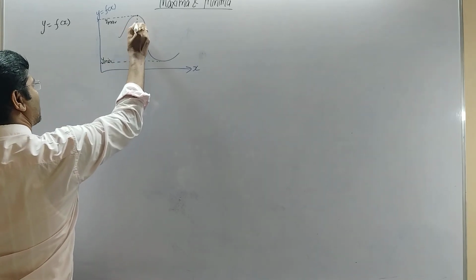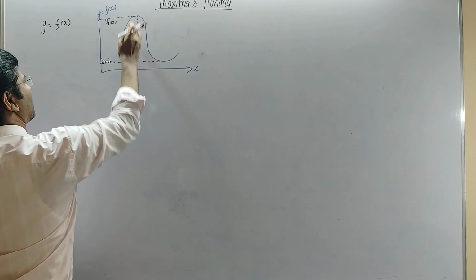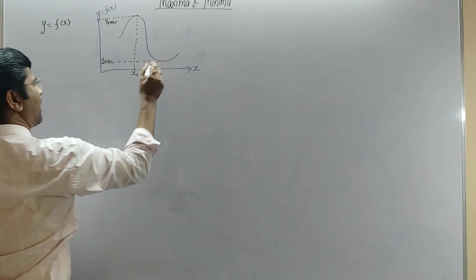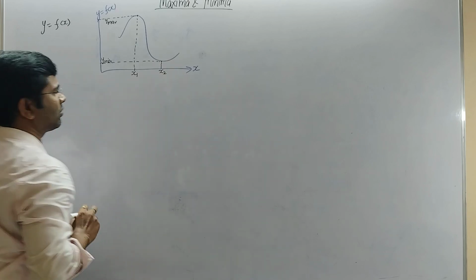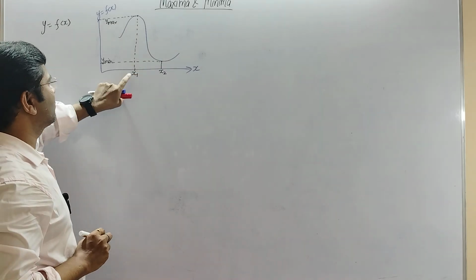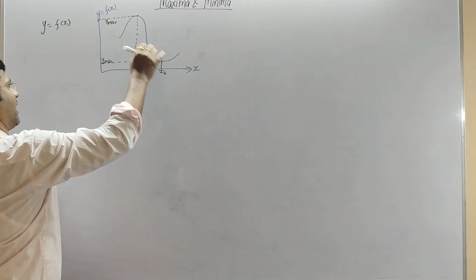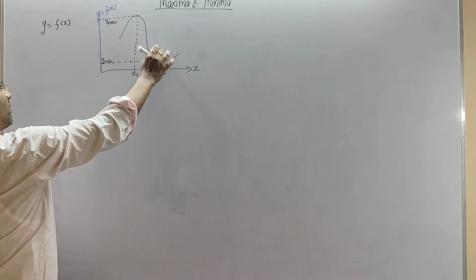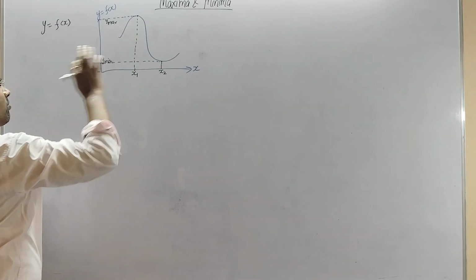So at this point, what is the value of x? Let's say this is x1. So at x1 the value of y is maxima. At this other point, the value of x is, let's say, x2. So at x2 the value of the function is minima, and at x1 the value of the function is maxima. So I am getting maxima and minima at x1 and x2 correspondingly. So how will I find the minima or maxima of a function?